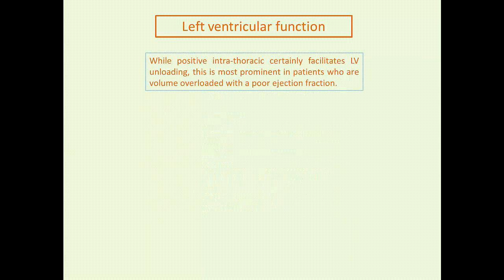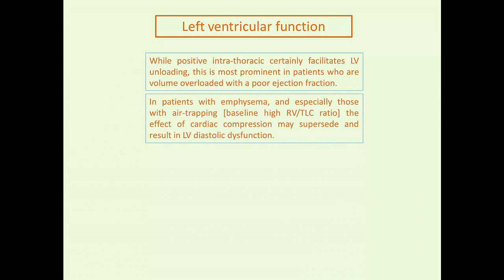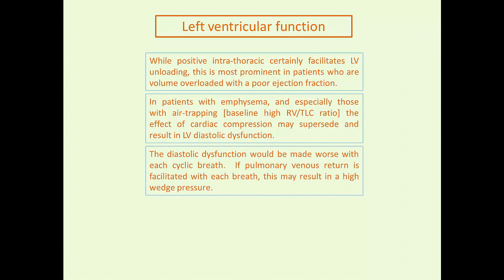While positive intrathoracic pressure certainly facilitates left ventricular unloading, this is most prominent in patients who are volume overloaded with a poor EF. Whereas in patients with emphysema, and especially those with air trapping, a high baseline RV or residual volume to total lung capacity ratio, the effect of cardiac compression may supersede and result in this diastolic dysfunction. I'm just sort of backtracking over what I just tried to explain. And the diastolic dysfunction would be made worse with each cycle breath. If pulmonary venous return is facilitated with each breath, this may result in a high wedge pressure, a high filling pressure.